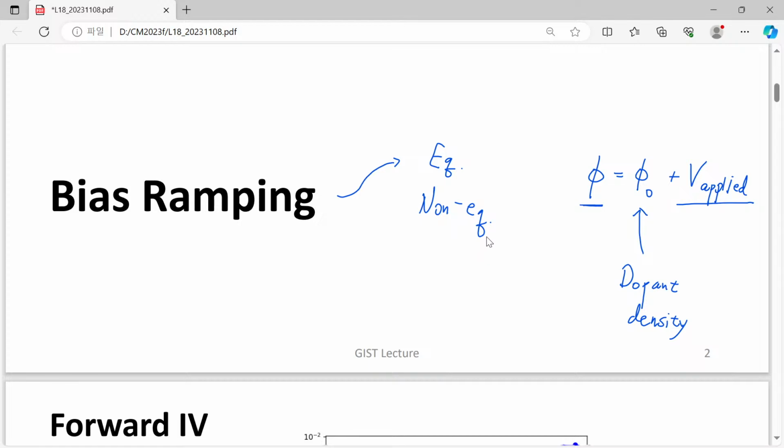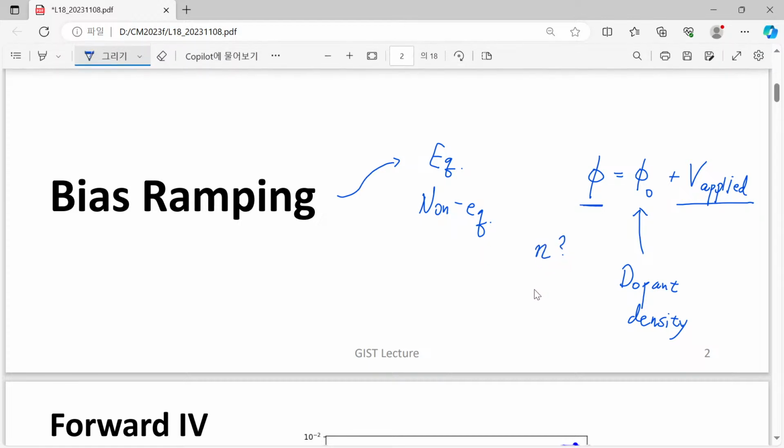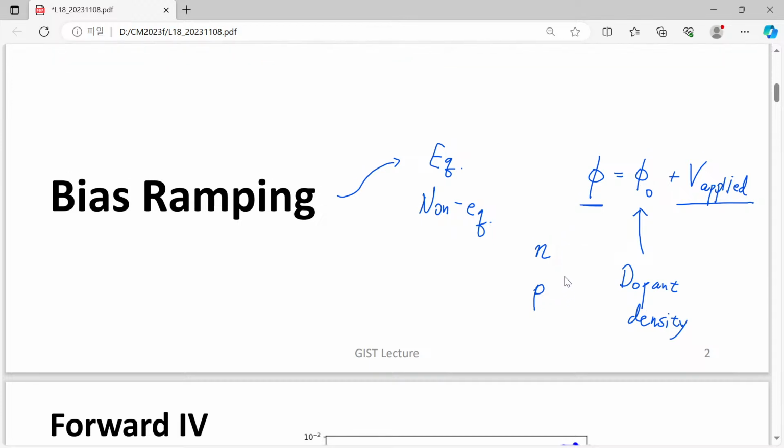So then the natural question is, how about electron density and hole density? Don't worry. Even in the non-equilibrium case, we still assume that at the boundary we have the equilibrium electron density and equilibrium hole density. Once again, these quantities are just given from our dopant density.